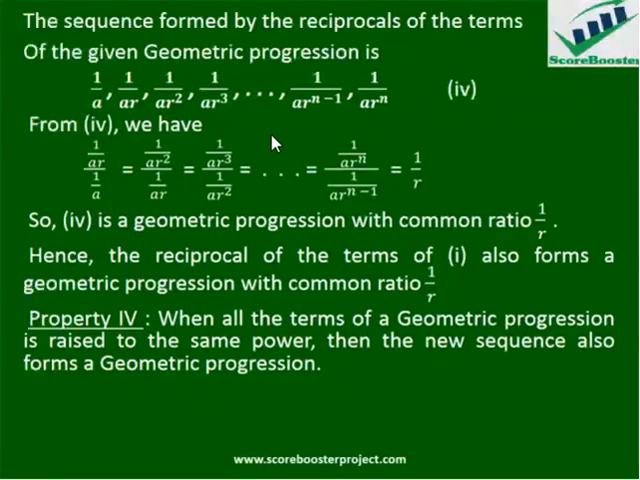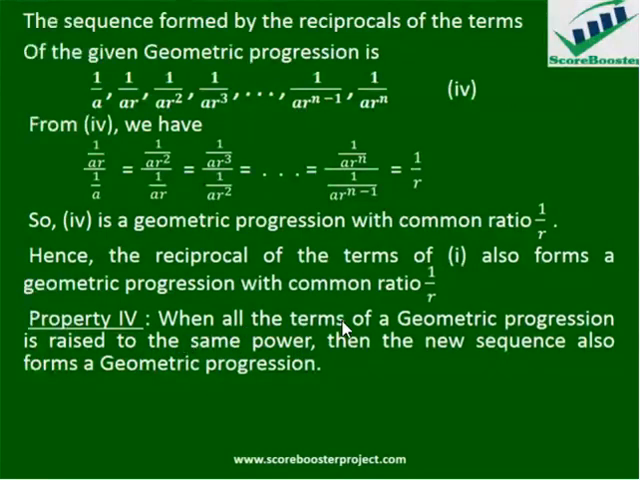Since it all has a unique common ratio, the new sequence formed by taking the reciprocals of the terms of a geometric progression also forms a geometric progression with common ratio 1 over r. Hence, the reciprocals of the terms of 1, that is of a geometric progression, also form a geometric progression with common ratio 1 over r. So now we'll move to the third property.